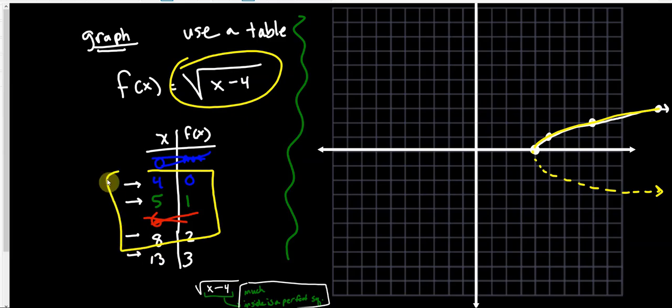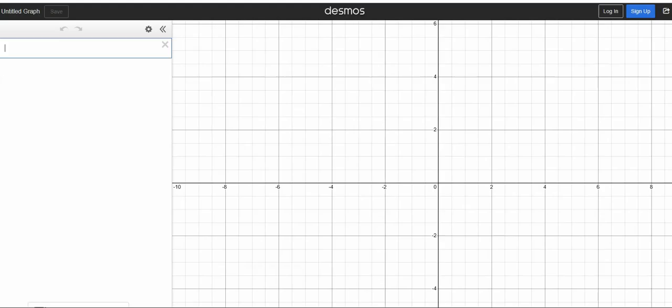While I do want you knowing how to graph by hand, Desmos has a graphing calculator as well, and you could easily put these things in. Instead of function notation, I'll use y equals, and sqrt gives you a square root. And what was it, x minus 4? There. And that's the same beautiful graph we had. There's our point 8, 2, our point 5, 1, our point 4, 0. Use Desmos if you need to help you visualize the graphs better.